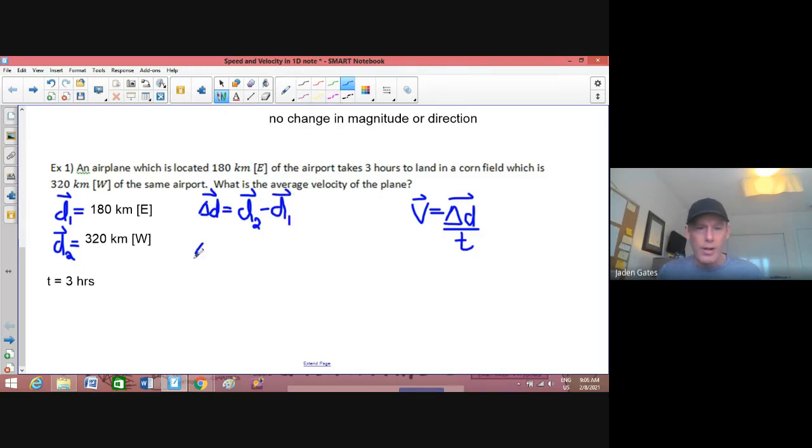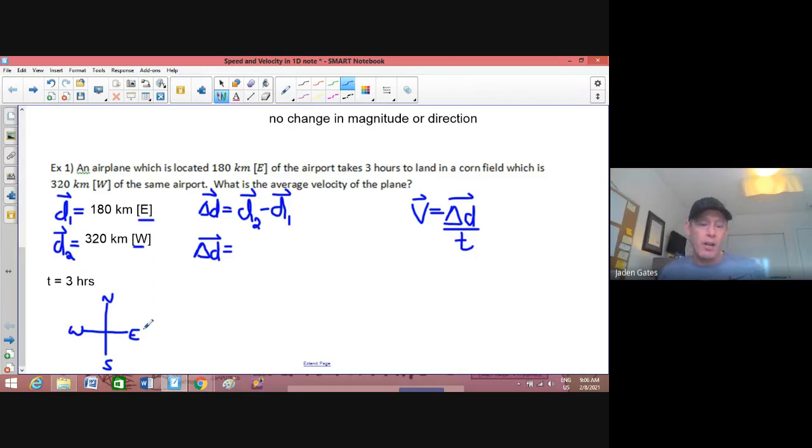All right, so now I can find out my delta D. Now here's the trick with vectors, and this is something we are going to deal with a lot: they have a different direction. So when I plug into my formula here, I have to take that into account. Now, because when I do a compass rose, north is always on the top, east is always on the right.